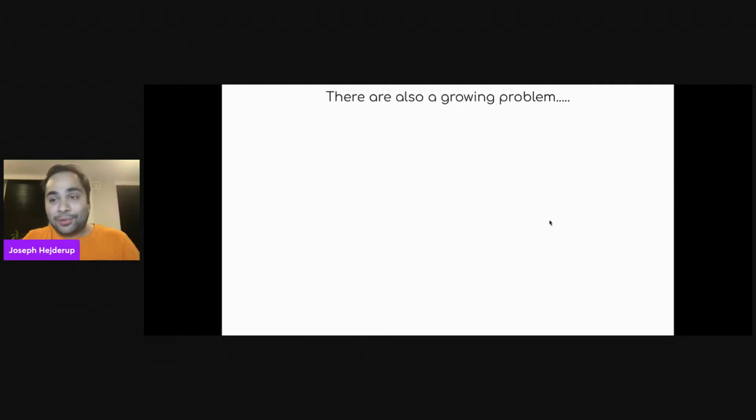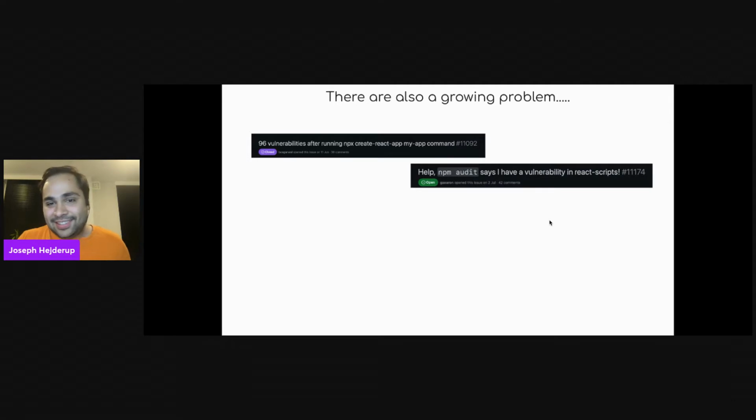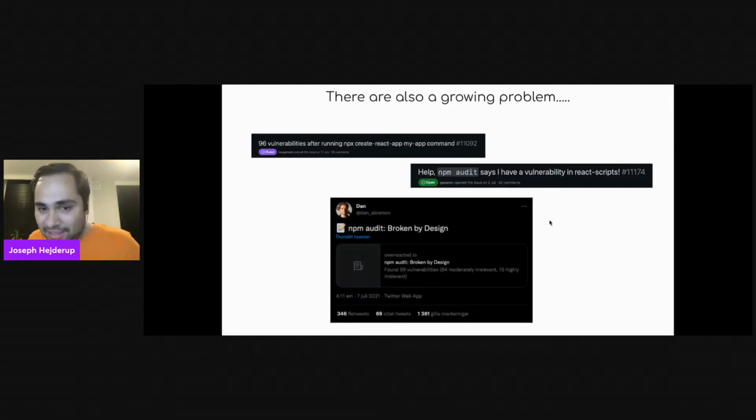But there's also a growing problem with using all of this tooling, and I'm always reading one or the other thing on Twitter. People start commenting that they just created a simple React app, and it finds that there are 96 vulnerabilities. Or that when they were running npm audit, it says they have a vulnerability, panic, blah blah blah. I think there was one really great blog post by Dan Abramov called npm audit: broken by design.